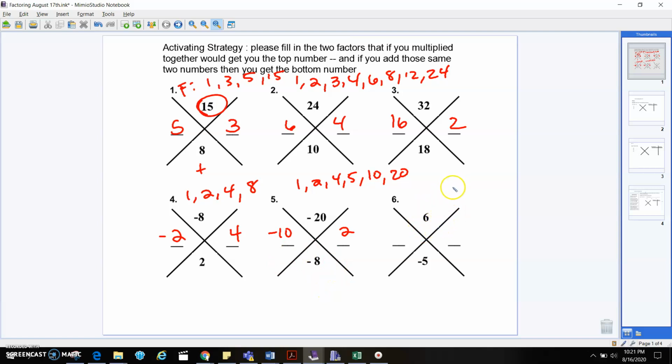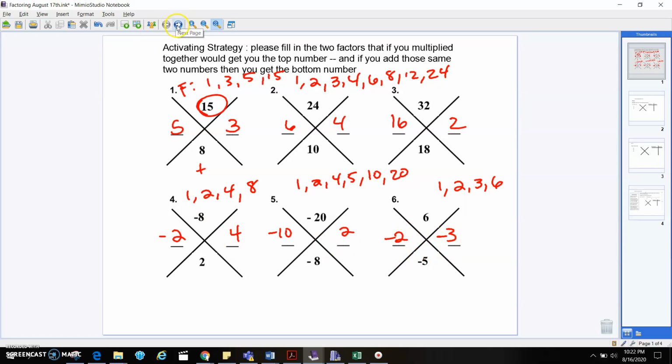And then the last one, 6. 1, 2, 3, and 6. And what two numbers can I add together to get me negative 5? Well, 2 and 3 I can multiply to get me 6. And if I add them together, I can get positive 5, but we want negative 5. So we're going to make them both negative. Because remember, a negative times a negative makes me a positive 6. But if I add two negatives together, I'm going to get a negative number as well.